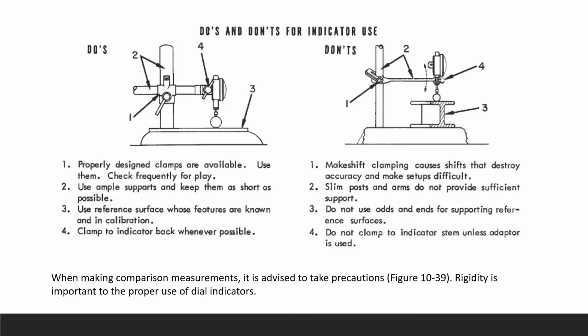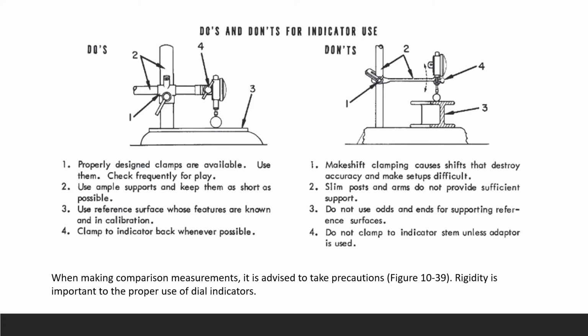And here are your dos and don'ts for indicator use. When making comparison measurements, it's totally advised that you take precautions. Rigidity is important to the proper use of a dial indicator. So do use properly designed clamps where available, and check frequently for play. Check whether your instrument is messed up or not, and then set it back to its zero setting.